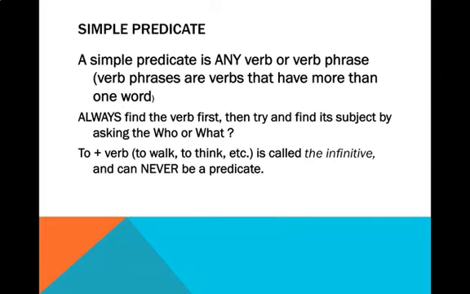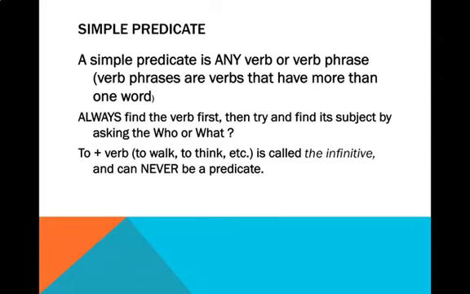All right. A simple predicate is any verb or verb phrase. And remember, verb phrases are verbs that have more than one word. You always find the verb first, and then you try and find a subject. Now, right here. To plus a verb, to walk, to think, etc. It's called the infinitive, and that can never be a predicate. So watch out for that.